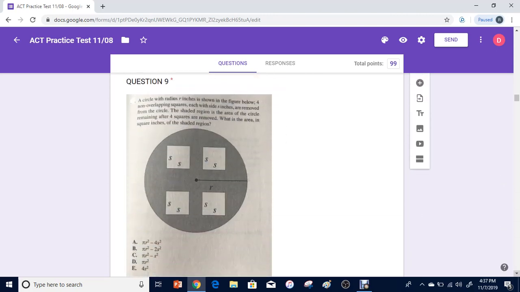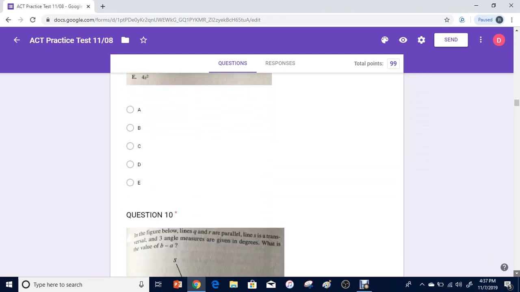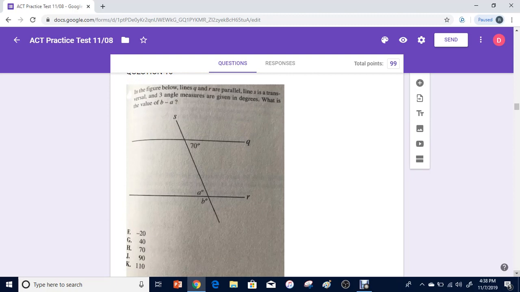Okay, they're just wanting to know what formula would find the shaded area. Well, I would take the area of a circle, pi r squared, minus, and you have 4 squares that are s squared. So pi r squared minus 4s squared. And I just gave you the answer.